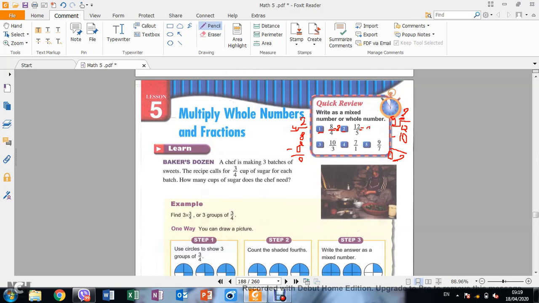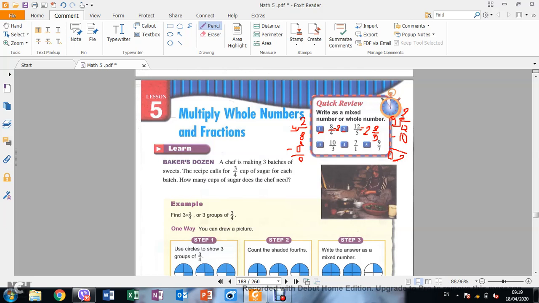So I will write 2, and because I write a mixed number, our remainder is the numerator. 2 is our remainder, and our divisor, the denominator, stays the same. We don't change denominators. 5. So our answer is 2 and 2/5.